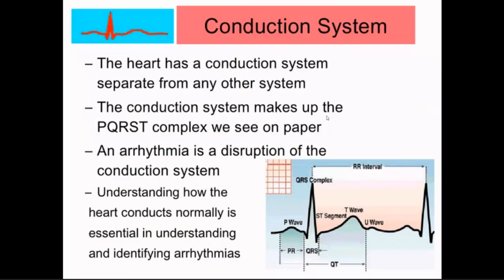The conductive system, as we said, is separate from any other system. The conduction system makes up the QRS complex, as we see on the ECG paper, and arrhythmia is a disruption of this conduction system. Okay, you have to understand how these occur in order to understand arrhythmia. This is another illustration where the QRS waves are clear. As you see, read them and look at them. The distance between two QRS complexes we call the RR interval.